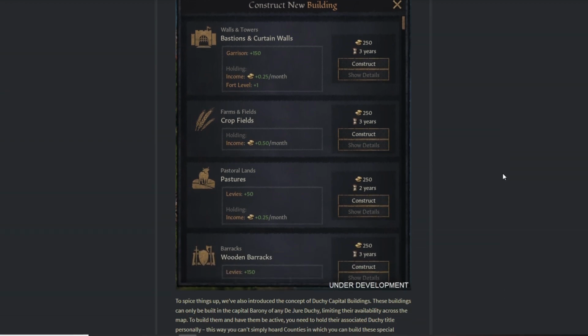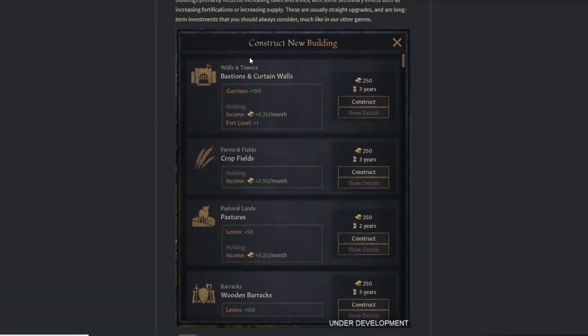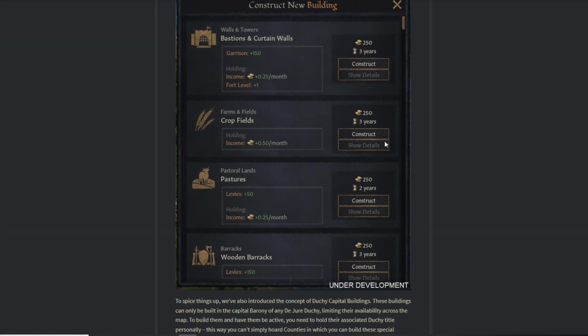Now we're brought here to some actual buildings, which is what I've been hoping for. The issue is there's only four. Takes 3 years, takes a lot of gold. So you have a straight increase to income here, which has the most income. You have a straight increase to levies here, which has the most levies. You have a mix here, which favours levies and has a minor income. And then you have a garrison increase, which also increases the income. And fort level, of course.